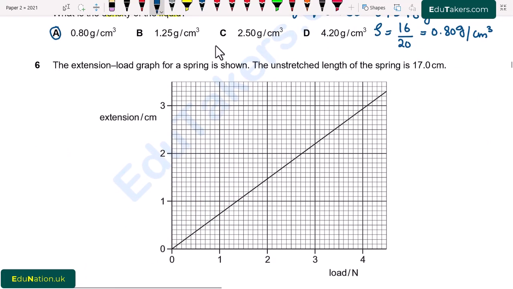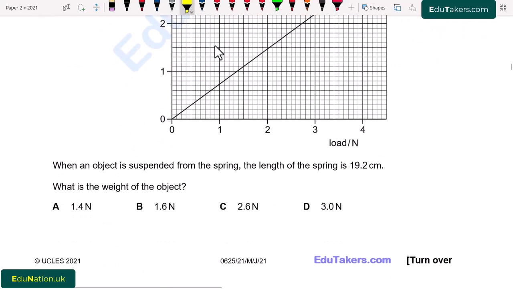Question number 6. The extension load graph for a spring is shown. The unstretched length of the spring is 17.0 centimeter. So it is given that the original length is 17.0 centimeter and here is the graph which shows the extension and load. When an object is suspended from the spring, the length of spring is 19.2 centimeter. So this is the stretched length. What is the weight of the object? So here we have to find out the weight of object.